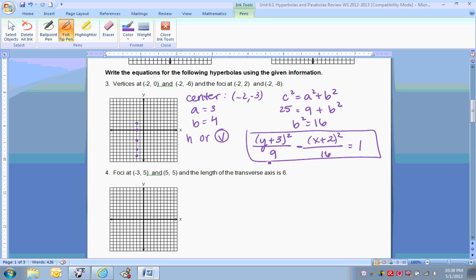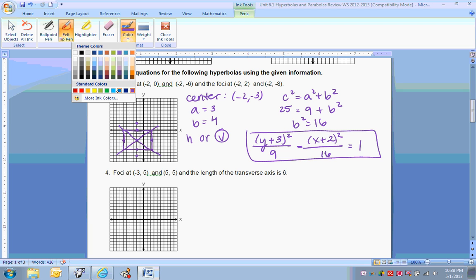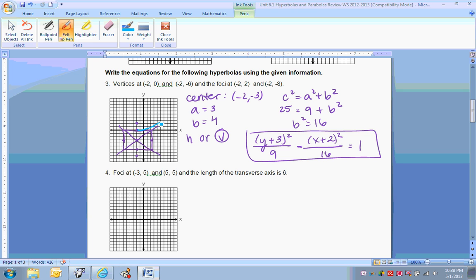And if I actually wanted to finish this out, I could draw my covertices to the left and the right 4. Draw my rectangle through my vertices and my covertices. Draw my asymptotes. And then go ahead and draw my hyperbola through my vertices and approaching my asymptotes.